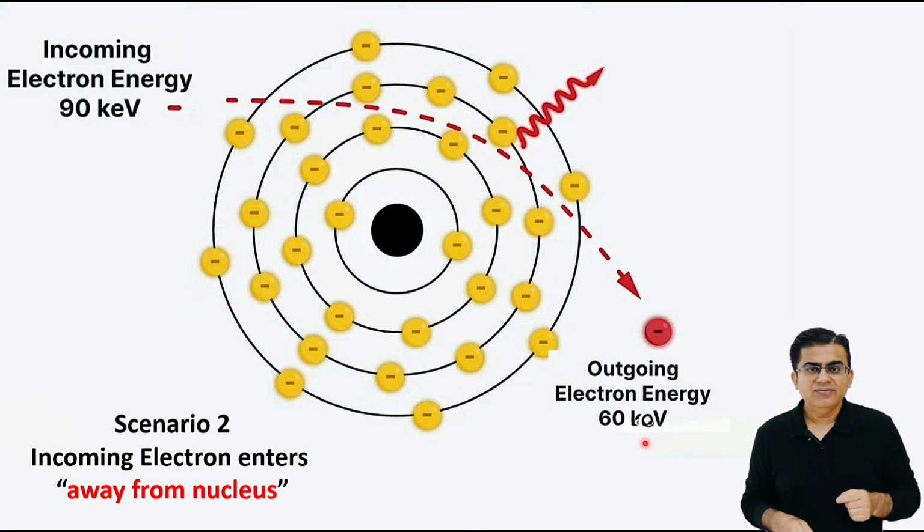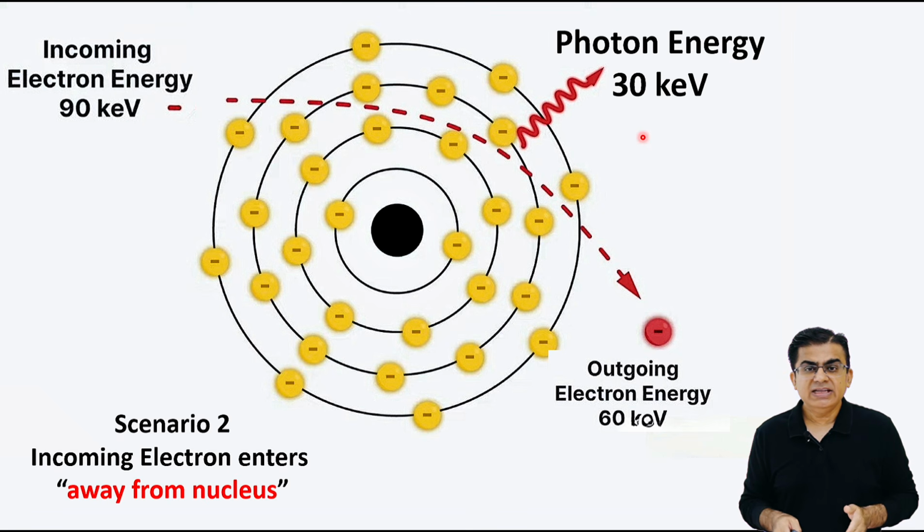I will remind you that the fundamental law of conservation of energy must apply here also. The electron entered with 90 keV and exited with 60 keV. This means exactly 30 keV of kinetic energy was lost during that gentle braking process. This lost energy is instantly converted into a brand new electromagnetic wave. You can see this newly born Bremsstrahlung photon radiating away with an exact energy of 30 keV.